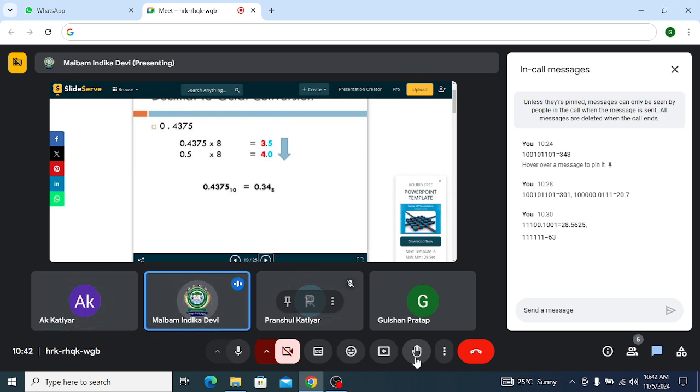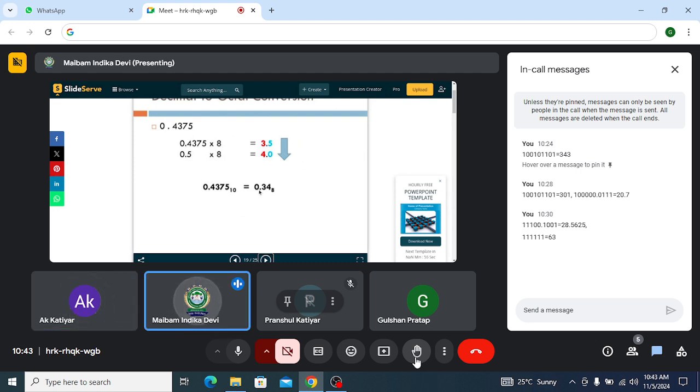Similarly, for decimal fractional part to octal, the process is the same except that you multiply by the base. We are going to convert it into octal, so we'll multiply it by 8. So here 8 into 0.4375, you get 3.5. Okay, we remove the integer part for the next step. Now 0.5 into 8 equals 4.0. When you get 0, you stop.